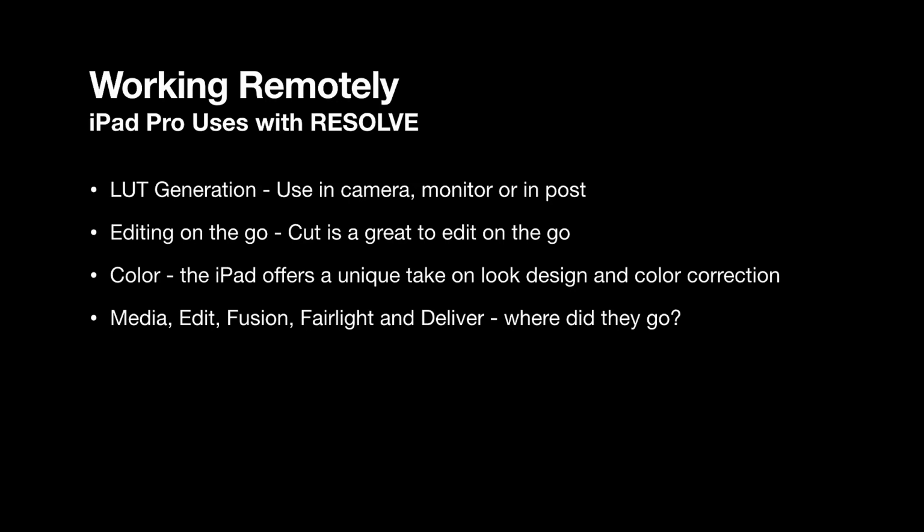Now, there are a few other things in here. That's the elephant in the room, right? It's like, where are the other tabs? Right? There's media, edit, Fusion, Fairlight. You know how I said you need another piece of hardware? Well, there's a third version of DaVinci Resolve. I call it the one with a little dongle, Bluetooth dongle. It's called a keyboard. Okay?